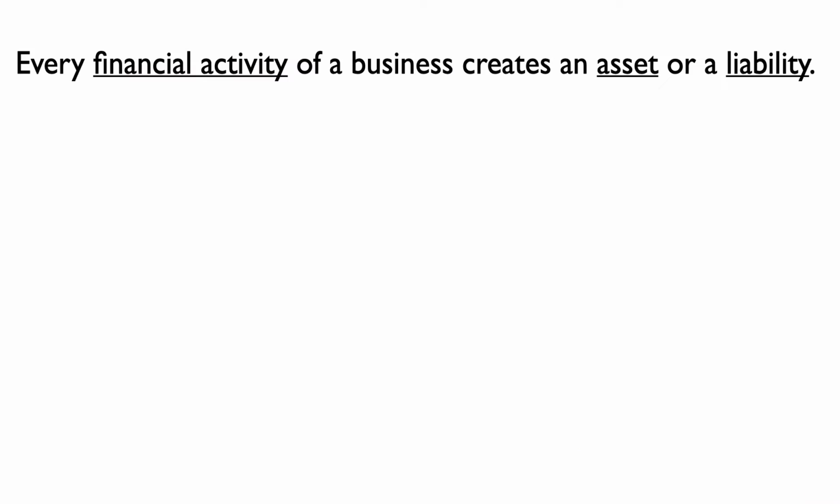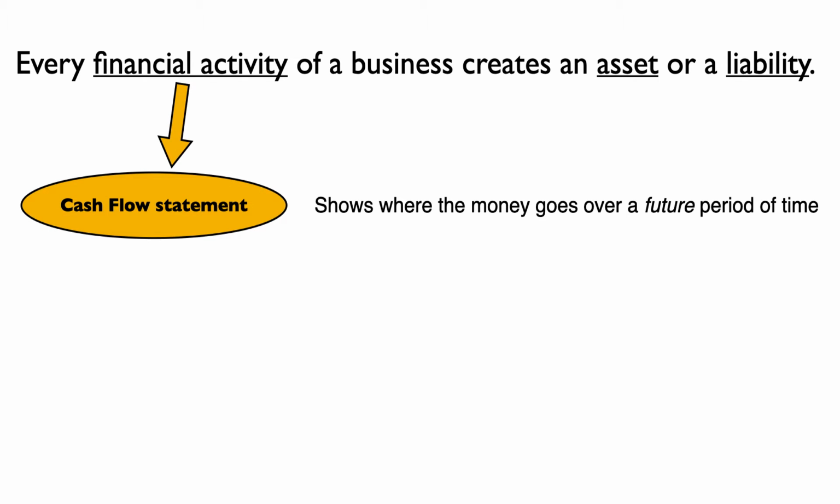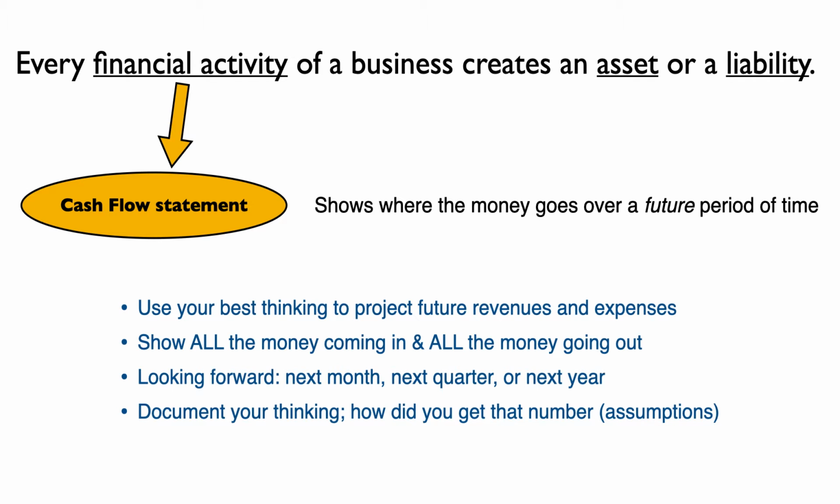Let's get started. I'll begin with this simple statement. Every financial activity of a business creates an asset or a liability. This statement is the basis of all three financial reports. In this video, we'll focus on tracking financial activity using the cash flow statement. It shows where the money goes over a future period of time. It's a forward-looking document. And as such, you need to use your best thinking to project future revenues and expenses. Understand that no one gets it 100% right, but you do want to get close in your estimations.